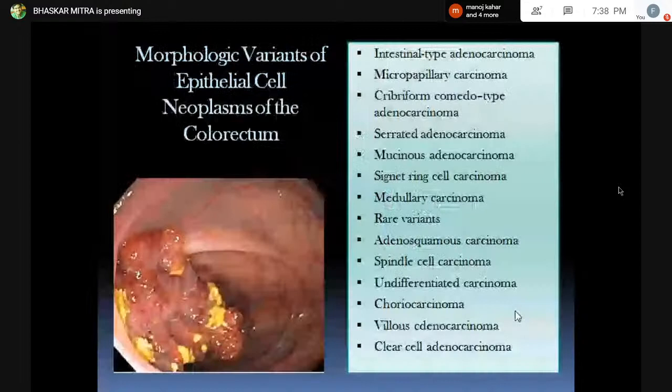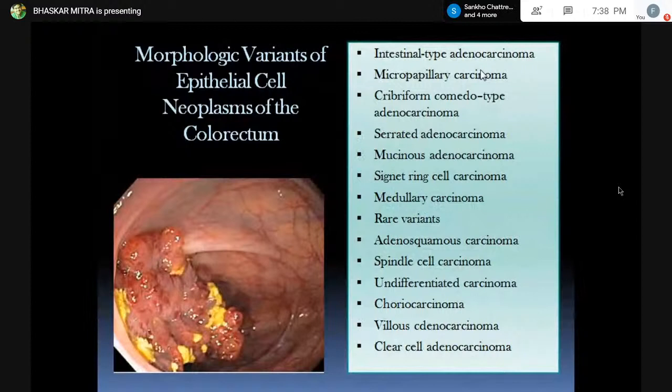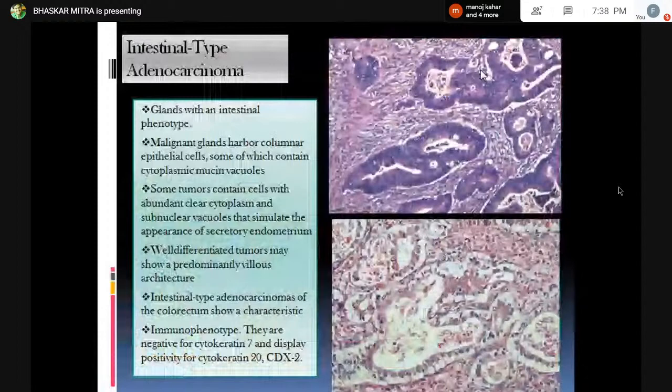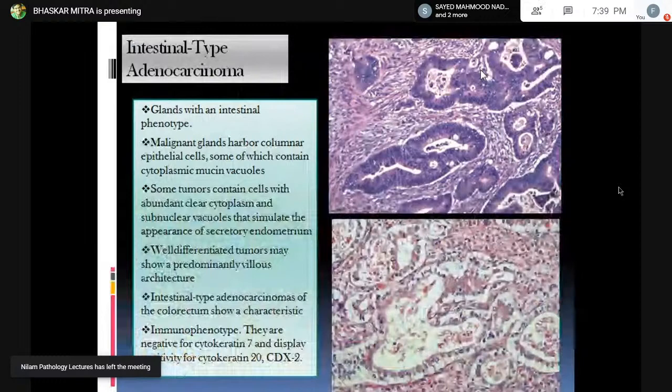It can be intestinal type of adenocarcinoma, it can be micropapillary, cribriform, comedo type. It may be serrated adenocarcinoma, mucinous adenocarcinoma, signet ring adenocarcinoma, medullary carcinoma, and there are some rare variants like adenosquamous, spindle, undifferentiated, choriocarcinoma, even the clear cell adenocarcinomas. Now, here we'll try to focus on the most important parts. But first of all is the intestinal type of adenocarcinoma, which you usually see in our day-to-day practice.